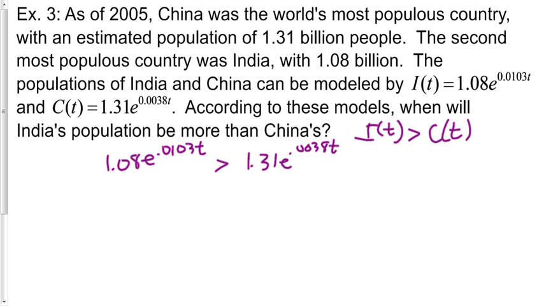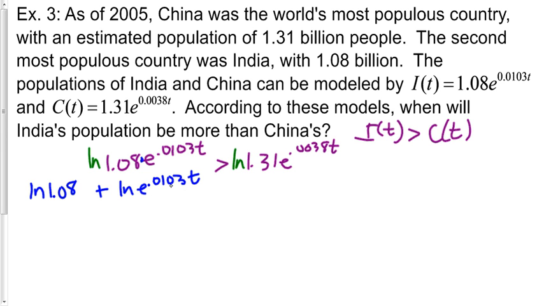Now I want to get rid of the t's and the powers. So how do I do that? Well, I'm going to take the ln of each side, because the ln is the inverse of e. Now we're going to use the property of logarithms here. I've got a product behind the log here, so I can split it up into two logs using a sum. So it's the same thing as ln of 1.08 plus the ln of e to the 0.0103 t power.